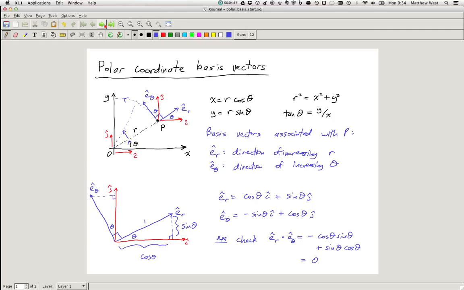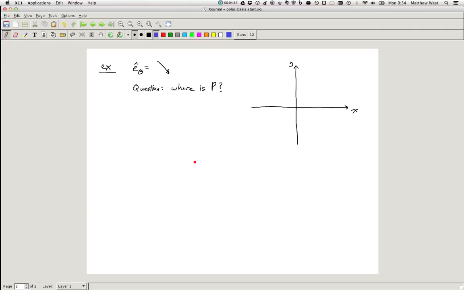All right, so let's just do one little quick example here. Let's suppose that we're told that e_theta hat is a vector that looks like this, pointing downwards and to the right at about a negative 45-degree angle. And the question is, where is point P in 2D? So P is somewhere on the xy axes, but where is it? So let's just think for a second. Maybe point P would be out here. But if we think about this, e_r hat would be that way, and e_theta hat is this way, so that certainly is not where point P is.